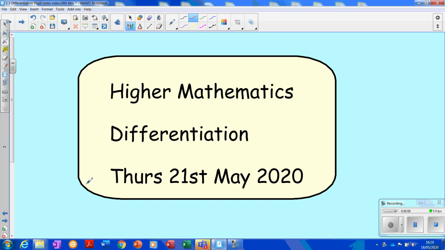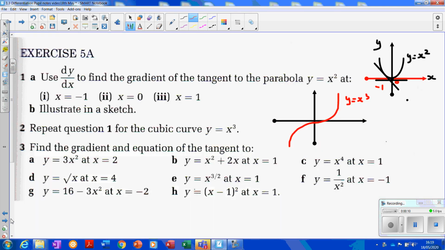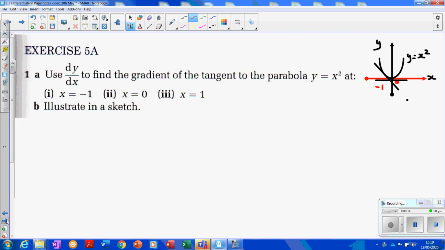So, the exercise I gave you to do yesterday was that one there. So we'll go through the questions. The first one, question number 1: use dy by dx to find the gradient of the tangent to the parabola y equals x squared at, and that was the 3 points. Now I gave you the wee clue by drawing that down. So we'll start off with part A, part 1.